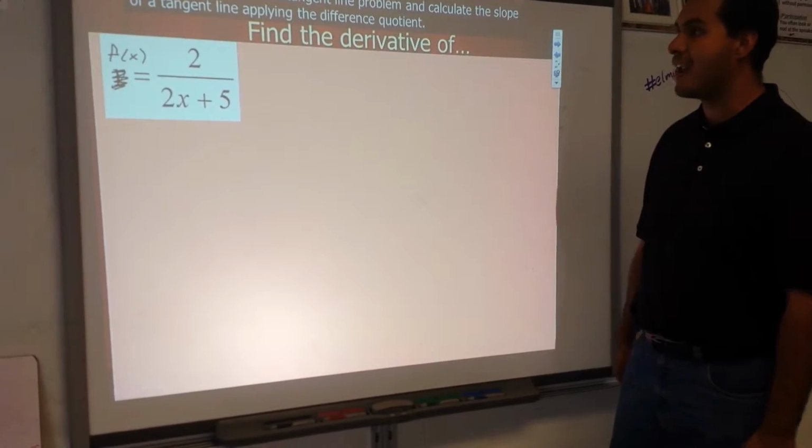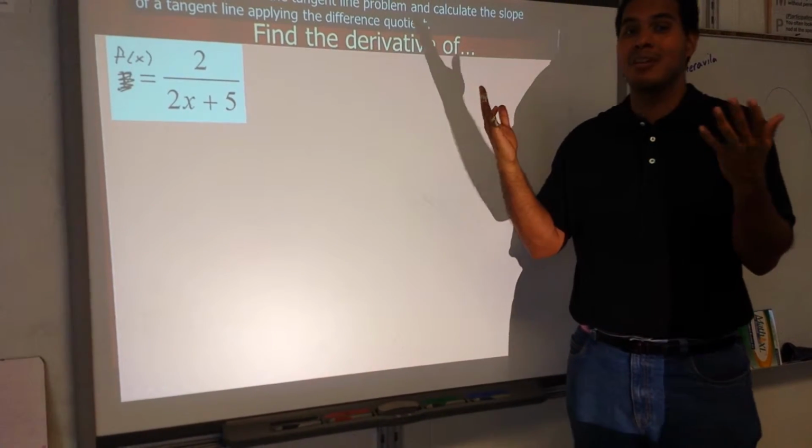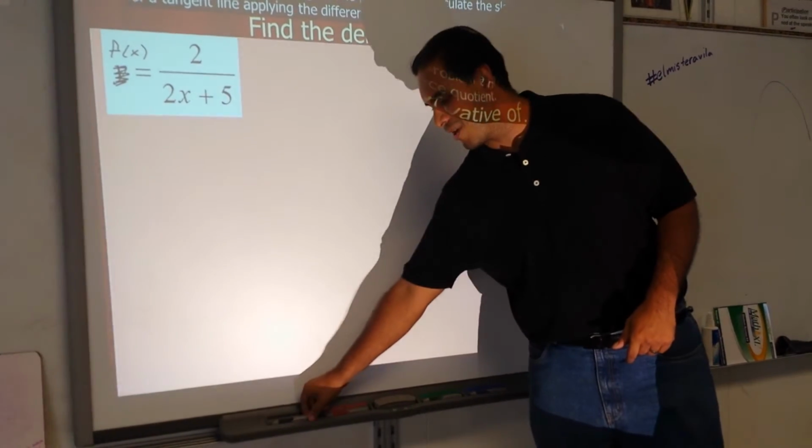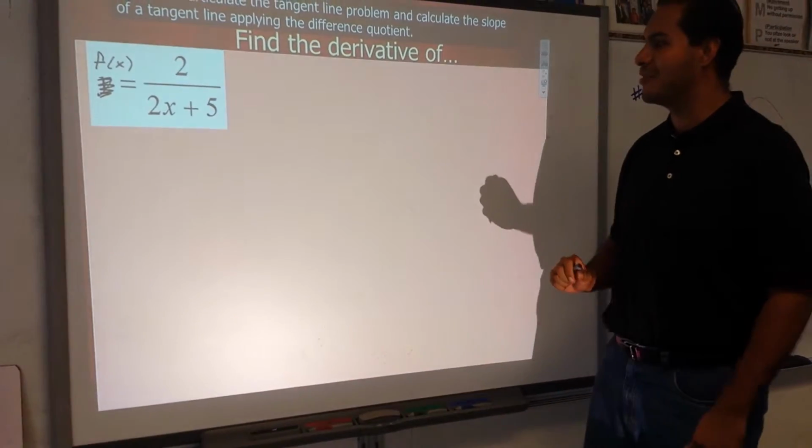So I'm going to get it out of the way. In order to do this example, I'm going to need my marker. And there it is right there, ready to go in the tray where it's supposed to be.